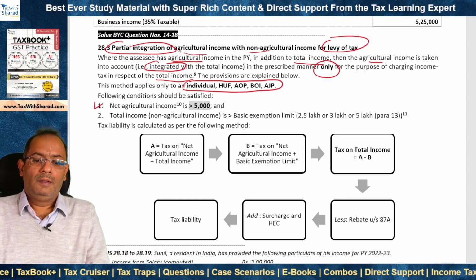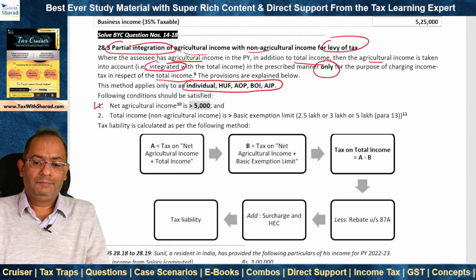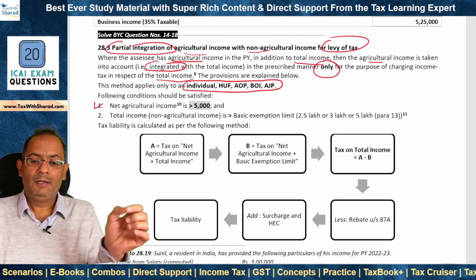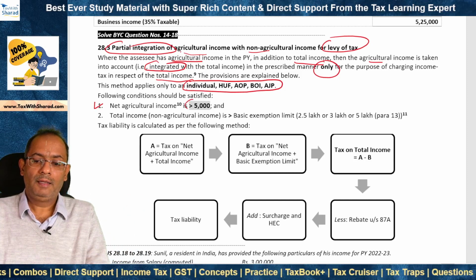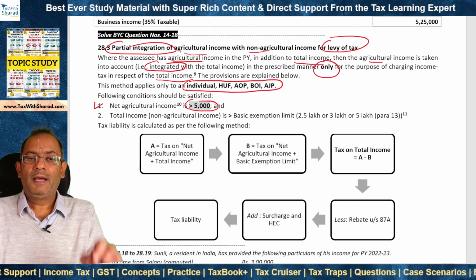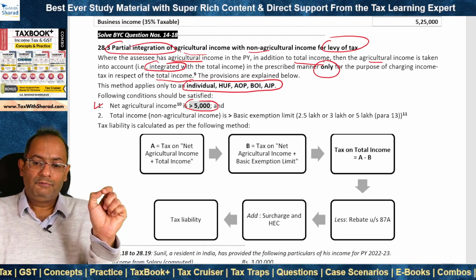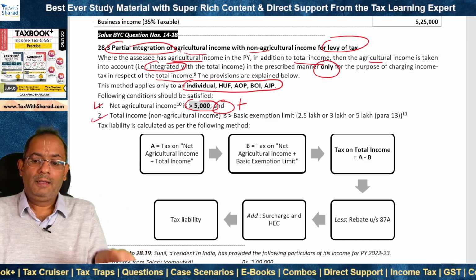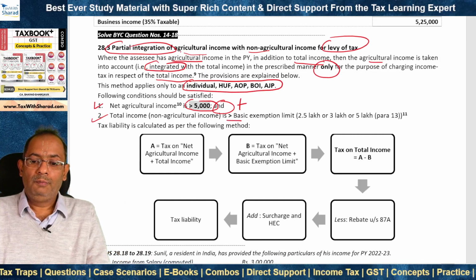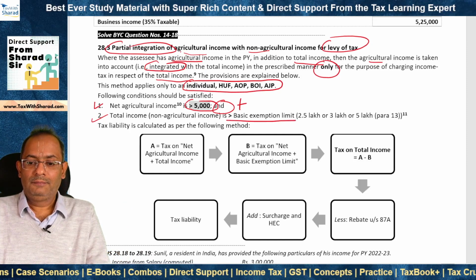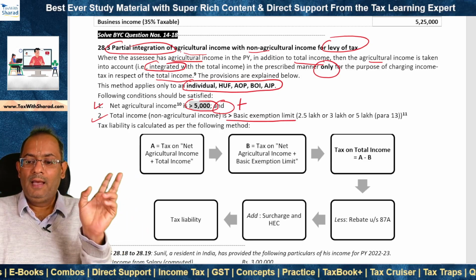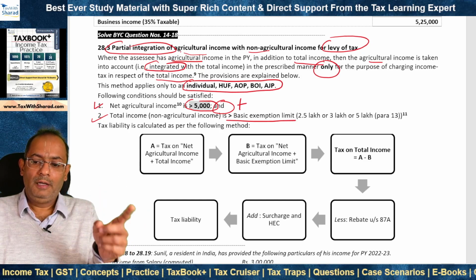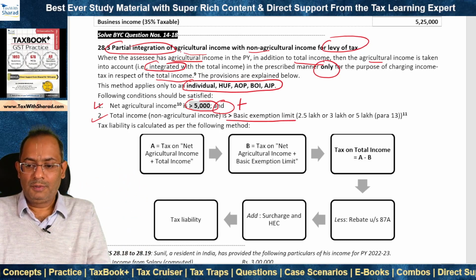Number one, we determine the net agricultural income in a specified manner, which is outside the scope of our syllabus. So we determine the net agricultural income and it should be greater than 5,000. Net agricultural income should be greater than 5,000, and the total income, which is the non-agricultural income or the taxable income, should be greater than the basic exemption limit, which could be either 2.5 lakh or 3 lakh or 5 lakh as the case may be, depending on whether the assessee is a normal individual or a senior citizen or a super senior citizen.